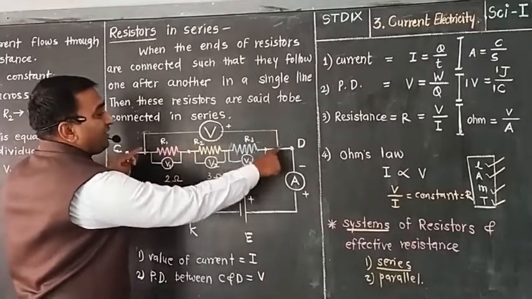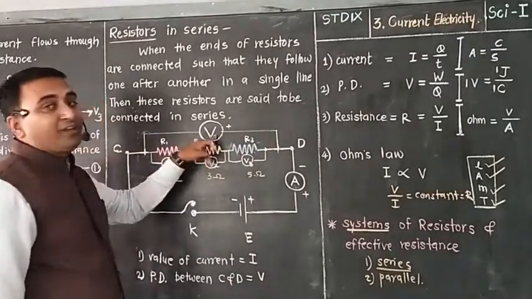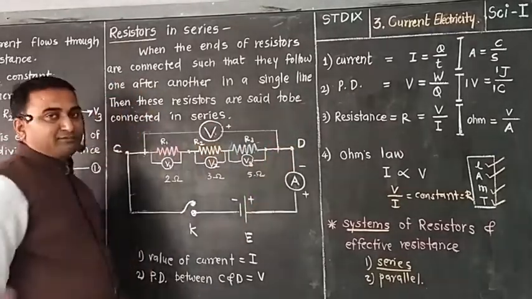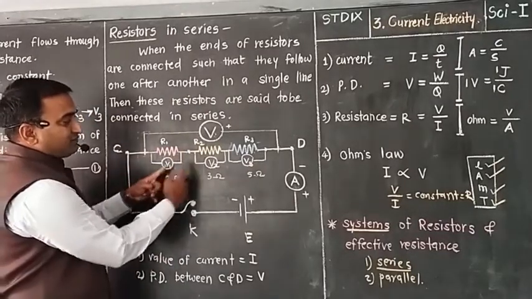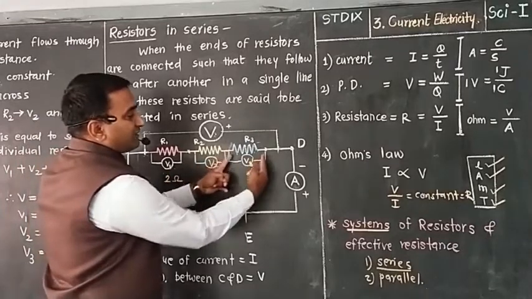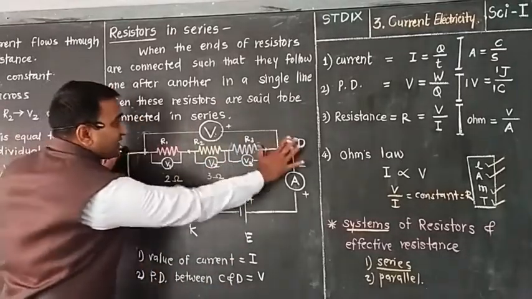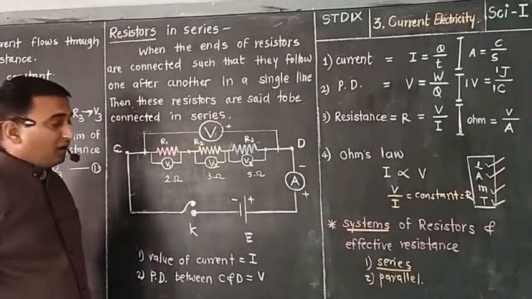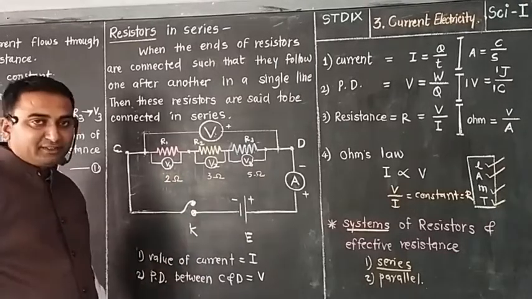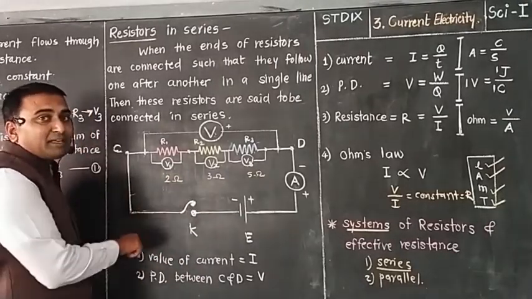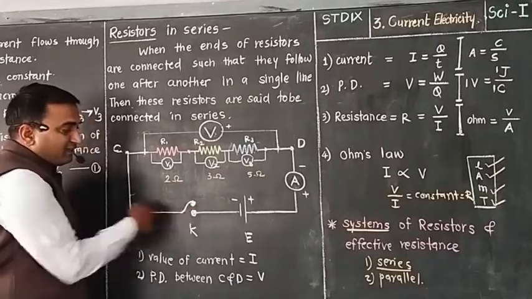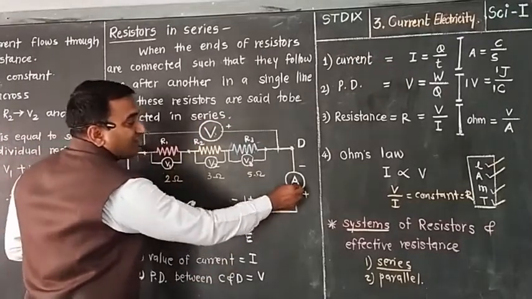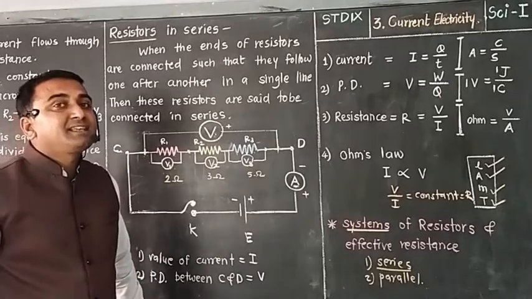And to measure that, we have one more voltmeter, that is V only, between C and D. For R1 there is V1, for R2 V2 potential difference, for R3 V3 potential difference, and total C to D has V potential difference. Here we have applied one battery, or consider it a cell, to maintain a potential difference. Here we have a tap key. If you press it, definitely that circuit gets complete, and to measure how much current is in the circuit, we have a meter, that is an ammeter.